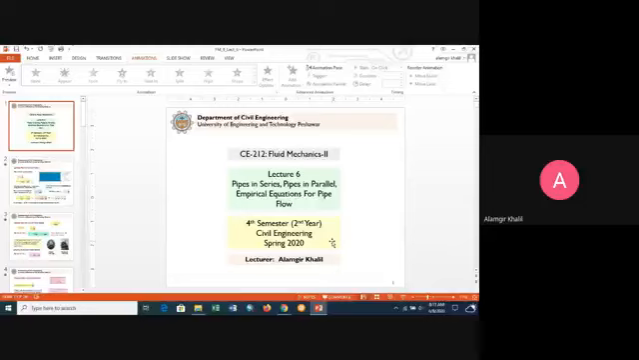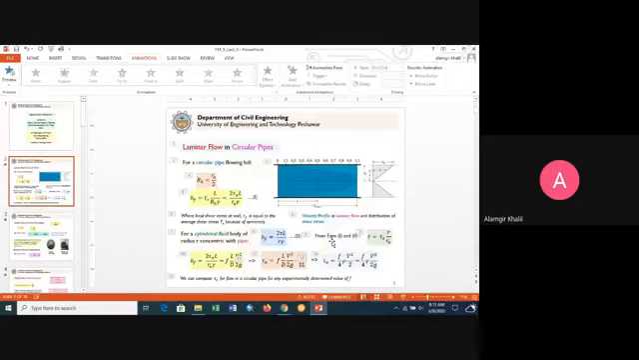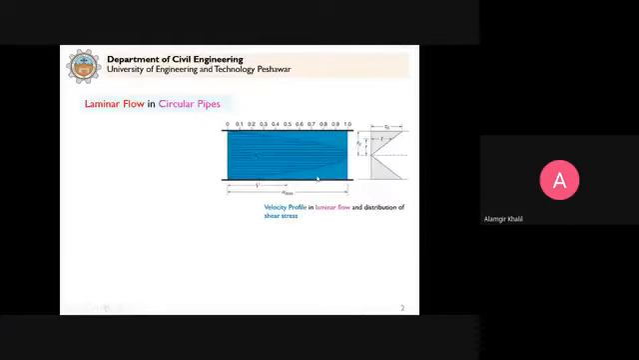Number 6, we will discuss pipes in series, pipes in parallel, and empirical equations for pipe flow. Before that, we discuss some topics that we discussed in the last lecture. In the last lecture, we studied laminar flow and turbulent flow velocity profiles. I will give a brief recap about that to refresh your memories.